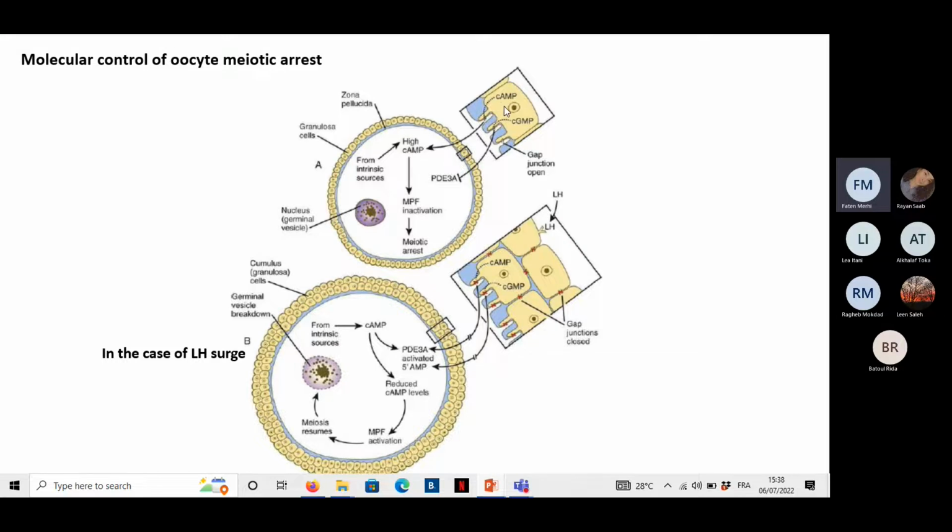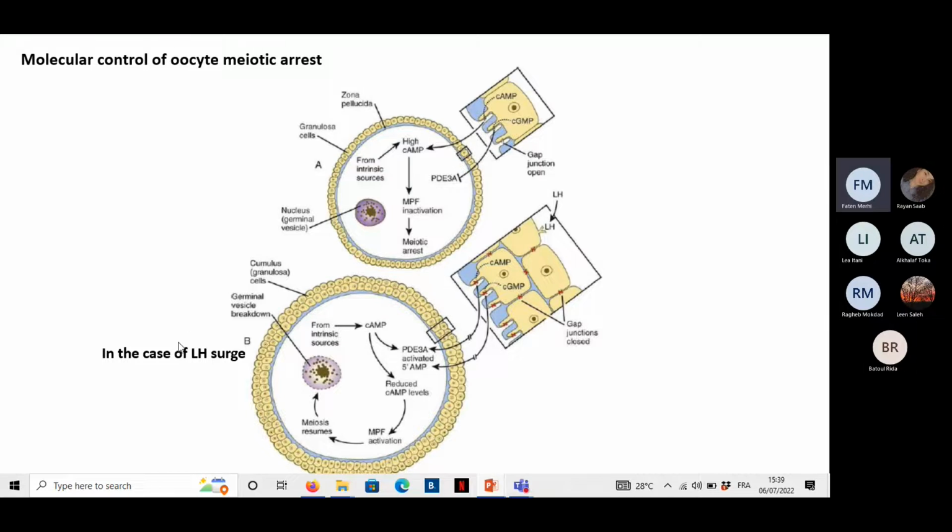So as long as we have high levels of OMI in the granulosa cells, we will keep on having high levels of cyclic GMP that will diffuse to the oocyte through the gap junctions and will inhibit the hydrolysis of cyclic AMP. As a consequence, we will have the MPF inactivated, and the cells will keep on being under meiotic arrest.